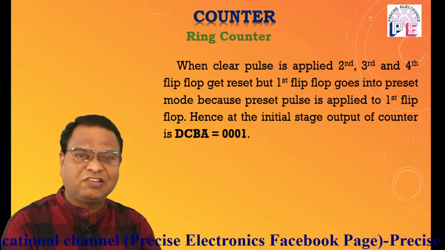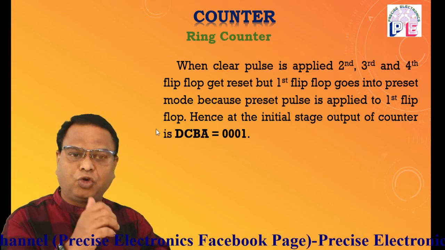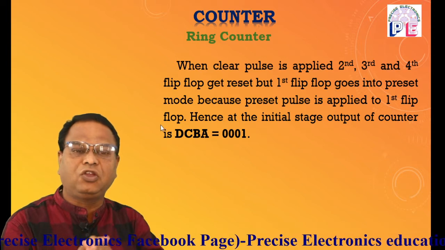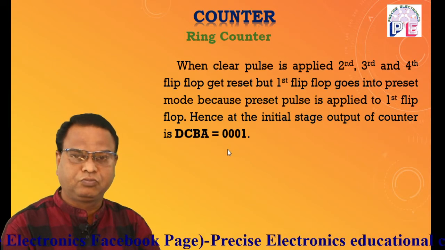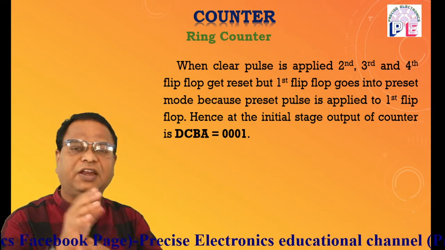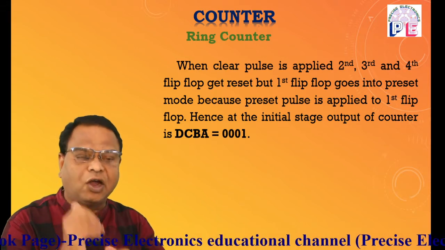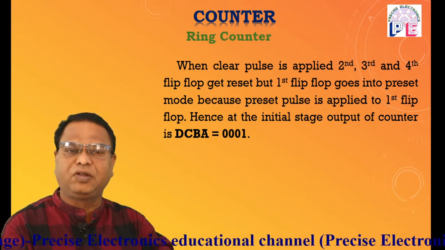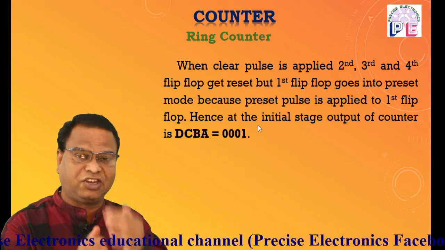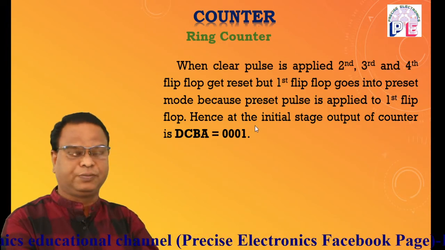So at the initial stage, before applying any clock pulse, the output of this counter is DCBA equal to 0001. The second, third and fourth flip flops are in reset mode, but the first flip flop is in set mode, hence its output is high while the output of the remaining flip flops remains low. So the output of the counter at the initial stage is DCBA equal to 0001.